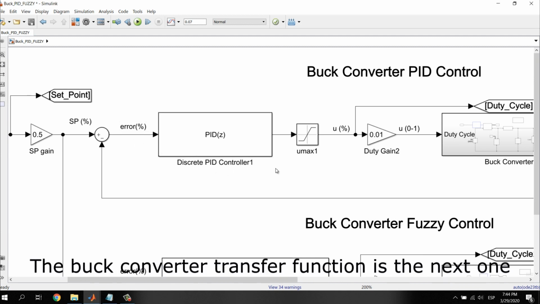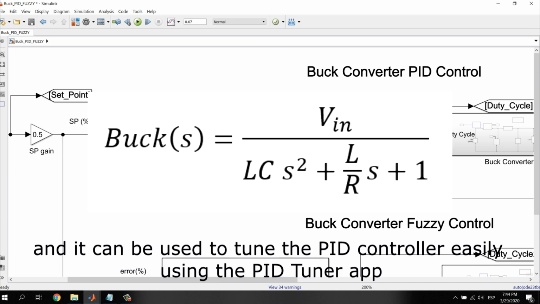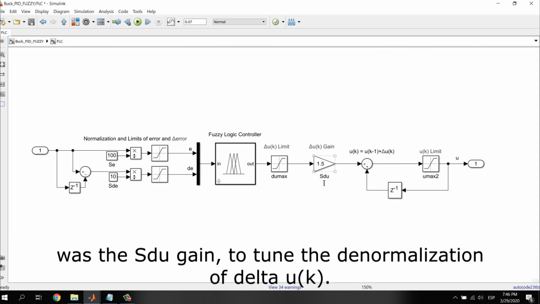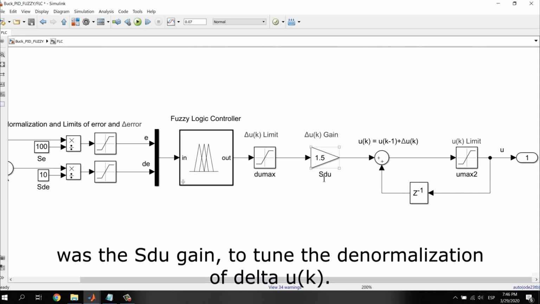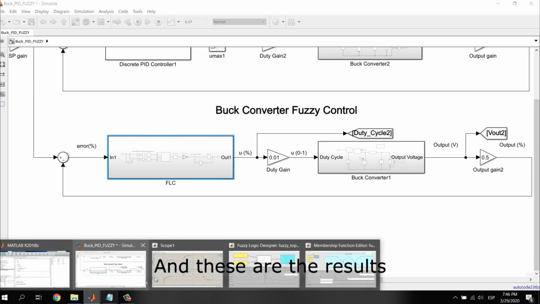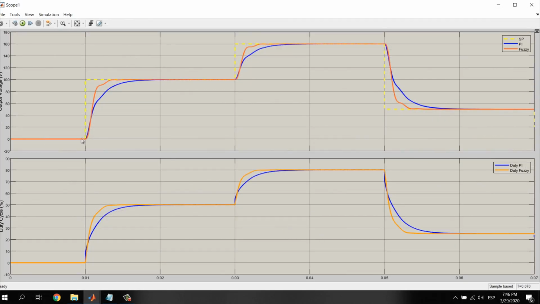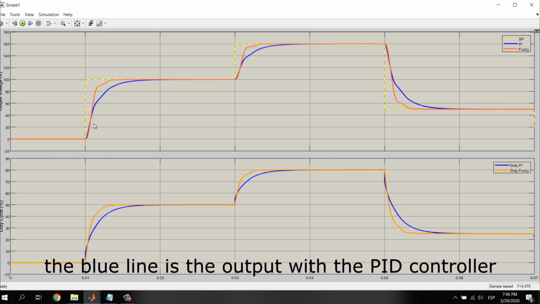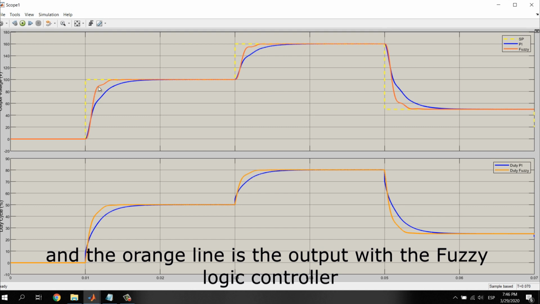The buck converter transfer function is the next one, and it can be used to tune the PID controller easily using the PID tuner app. For the FLC, the only parameter that I tuned was the SDU gain to tune the denormalization of delta Uk, and these are the results. The yellow line is the set point, the blue line is the output with the PID controller, and the orange line is the output of the process with the fuzzy logic controller.